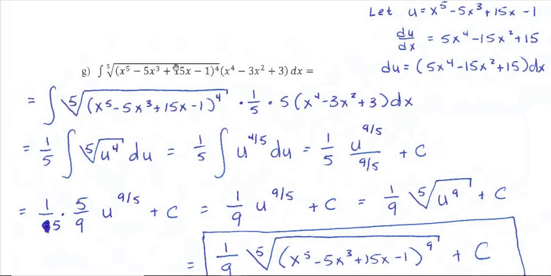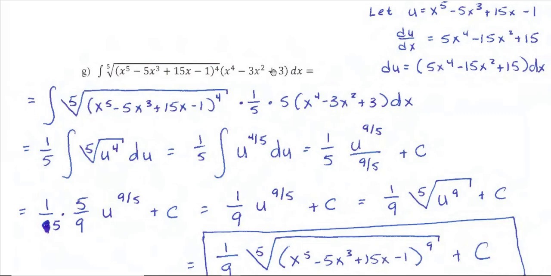Well, we'll let u be what's under the radical. Oh, that's to the fourth power. So we'll let u be that. U is going to be x to the fifth minus 5x cubed plus 15x minus 1. Then the derivative of u with respect to x is 5x to the fourth minus 15x squared plus 15. Multiply both sides by dx, and we get du is 5x to the fourth minus 15x squared plus 15 dx.